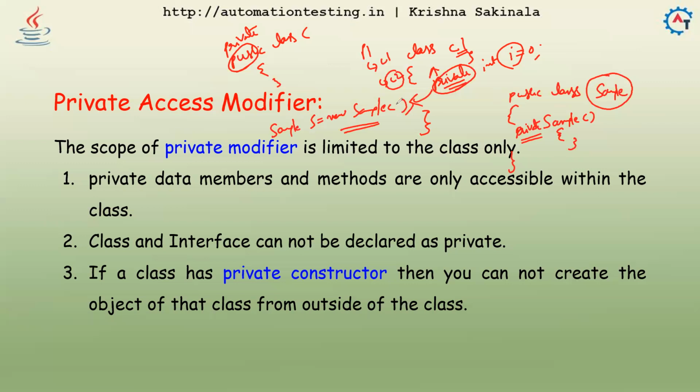We discussed the same thing in our constructor topic. If you mention any constructor as private, you cannot create an object for that class. This is called the private access modifier.